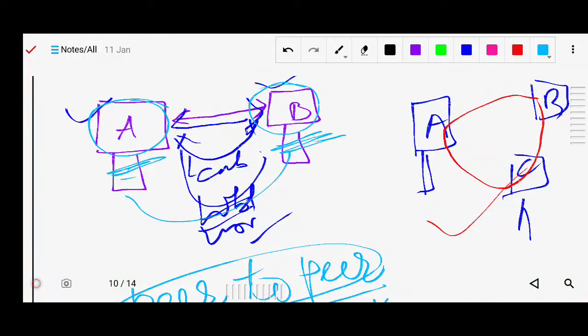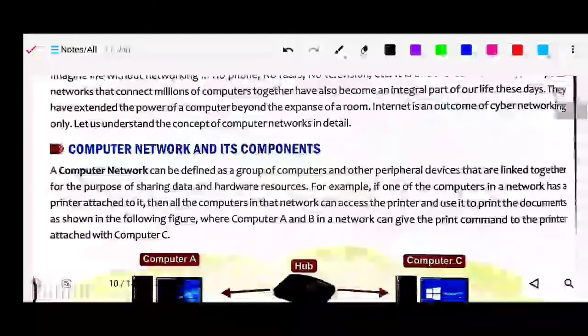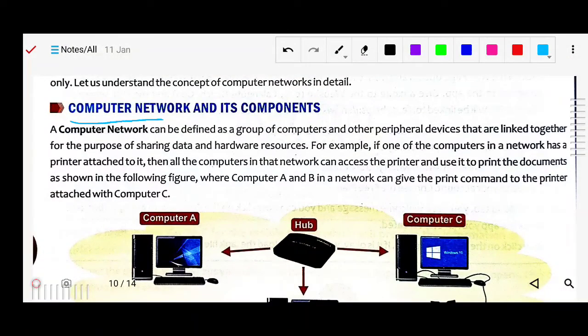So first of all, I hope you understood what a network is: when two or more computers are linked in order to share resources, they are in a network. Now we will see the computer network and its components, meaning the things that we are using. A computer network can be defined as a group of computers and other peripheral devices that are linked together for the purpose of sharing data and hardware resources. So what is the basic purpose? Why are we making the network?